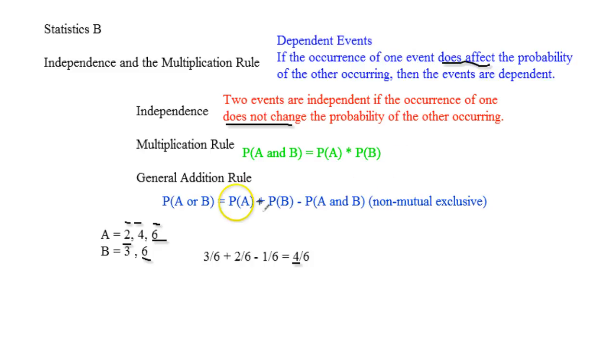If you're doing the general addition rule with three or more events, be very careful that you're not double counting a whole bunch of items. Sometimes it's better to just make a Venn diagram, and we'll talk about that in a little bit. All right, that's it for independence and the multiplication rule.